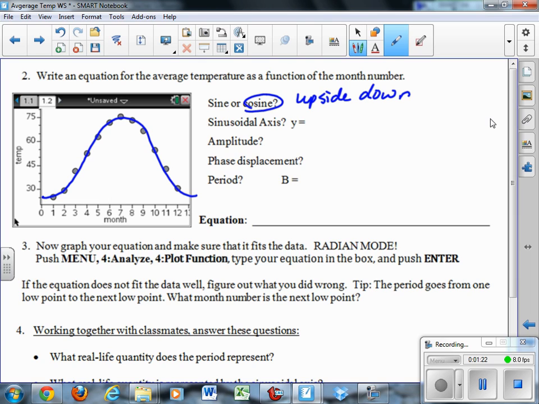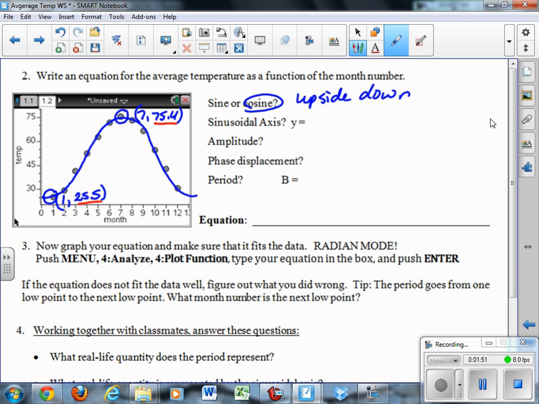Now the sinusoidal axis is the point that's halfway between the high point and the low point. If you look back at your data, you'll see that we have a high point here and a low point here. The high point here is the month number 7, and it's 75.4 degrees average temperature in July. This is month number 1, and it is 25.5. The sinusoidal axis is the halfway point of the y values, so I need to take these 2 points and average them to find the middle.